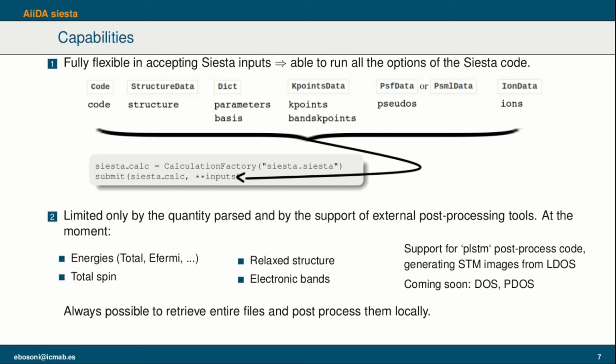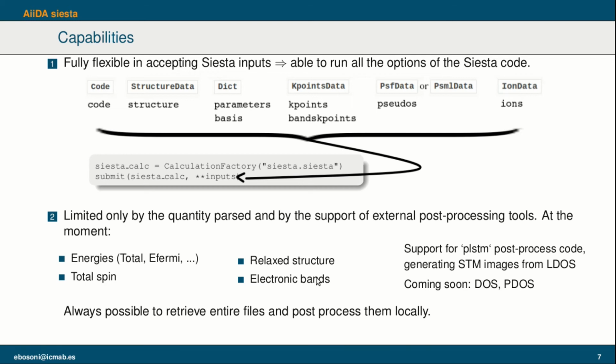The only limitation we have in running Siesta through aiida-siesta is that some quantities are not parsed, and the support for external processing tools is at the moment limited. So we now parse, so we store in the database, the energies, the total spin, the relaxed structure, and the electronic bands.